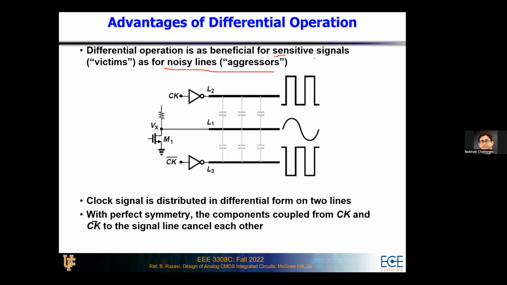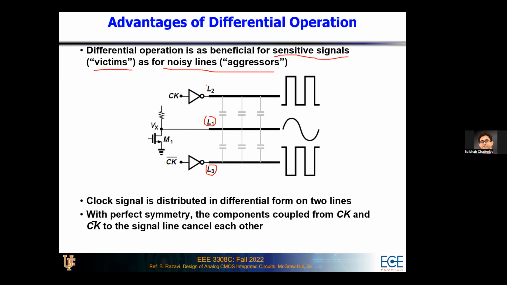The sensitive signal will be called the victim in the case of when you have these kinds of interferences, or a lot of signal that you don't want. And these noisy lines or the interferers are also called aggressors. Okay, so this is again a terminology that people generally use for wireline communication, victims and aggressors. Now, here the victim is basically the signal line L1 and the aggressors are L2 and L3.